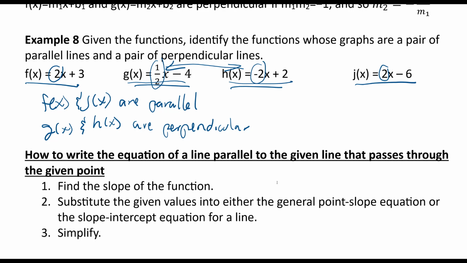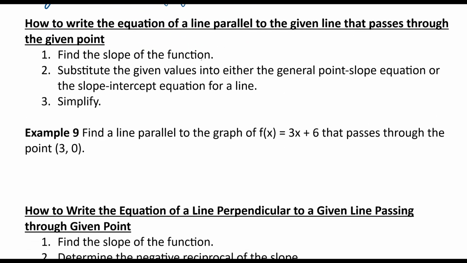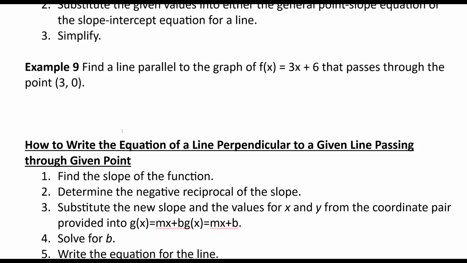So how to write the equation of a line parallel to the given line that passes through a given point. Find the slope of the function, substitute the given values into either the general point slope equation or the slope intercept equation for the line, and then simplify. Find a line parallel to the graph of f of x equals 3x plus 6 that passes through 3, 0. So our slope here is 3. So m is 3, and then the point is 3, 0.